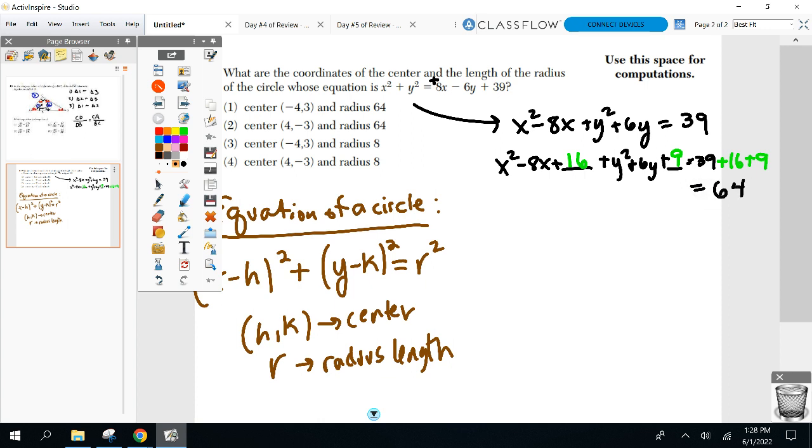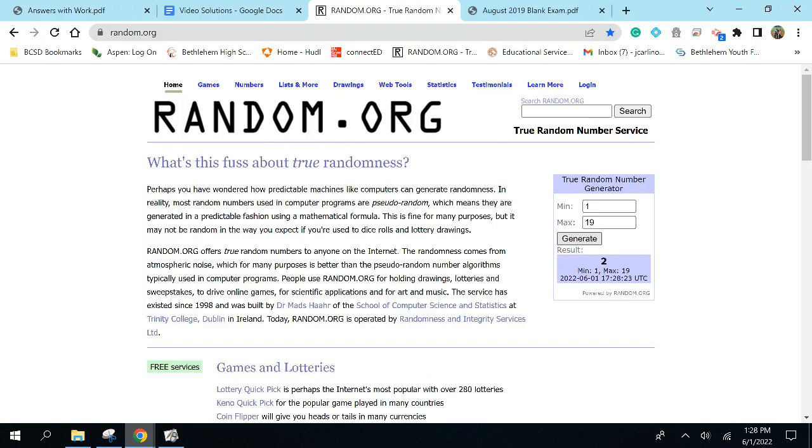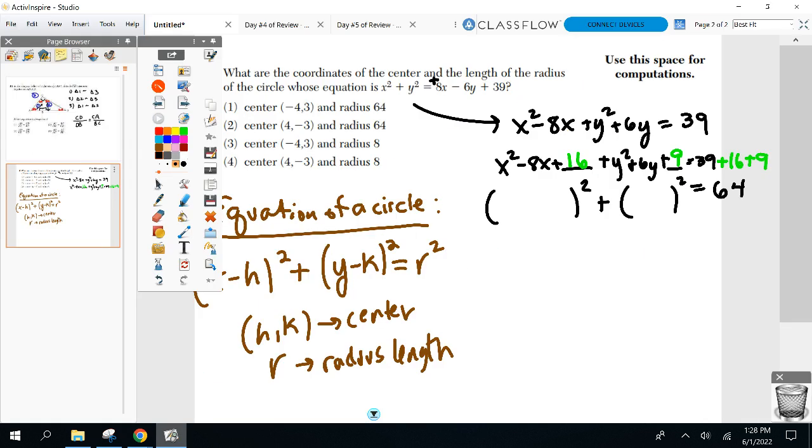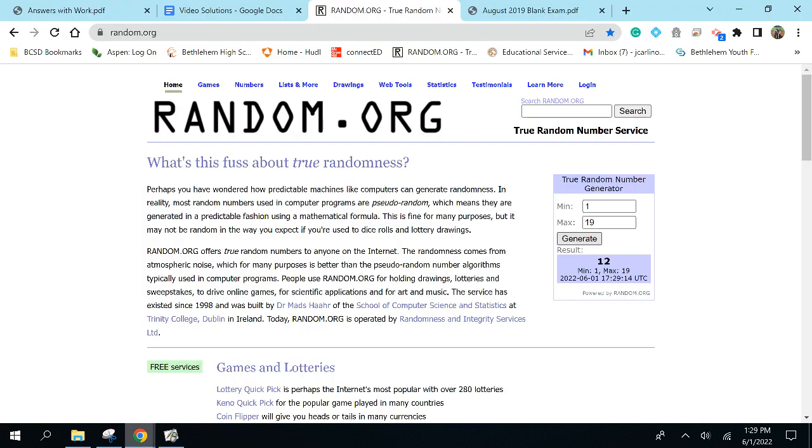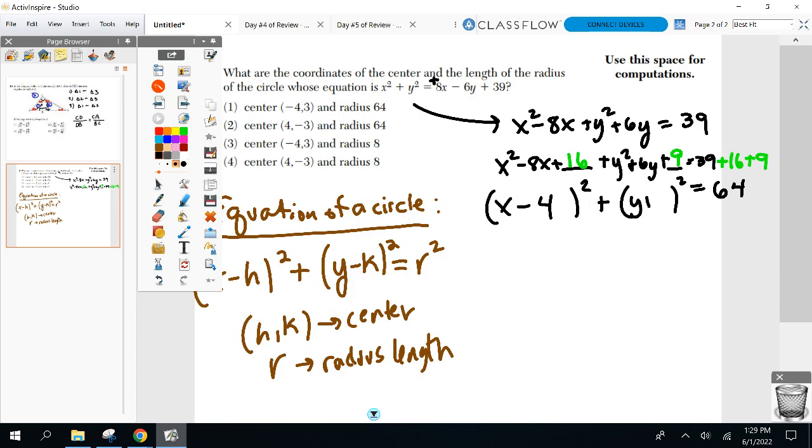Factor now. Now we're going to make it look like the circle equation. Multiply to 16, add to negative 8. Got to be the same numbers too. Negative 4, negative 4. Done. Multiply to 9, add to 6. 3 and 3. So x plus 3 squared. There you go. Completing the square to make an equation of a circle.